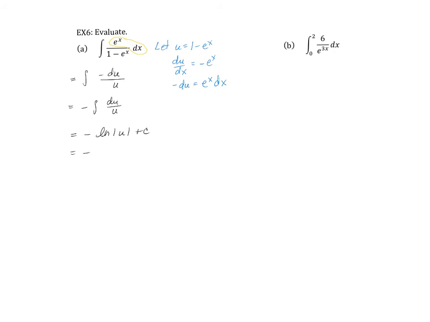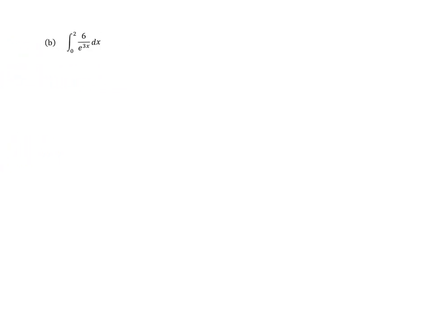And when substituting back 1 minus e to the x in place of u, I just have to do a final check to make sure that this is simplified. Oftentimes, inside the absolute value, you'll be able to simplify. Doesn't look like it. It looks like I can just stop here. So let's move on to another example. Let's look at example B.